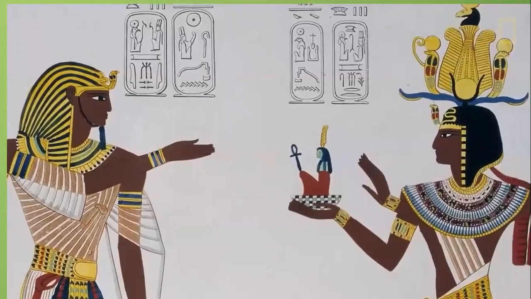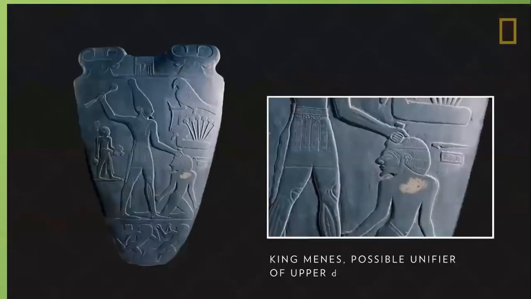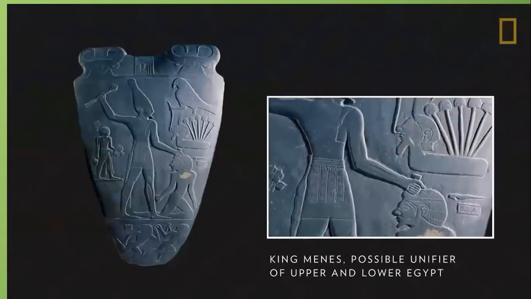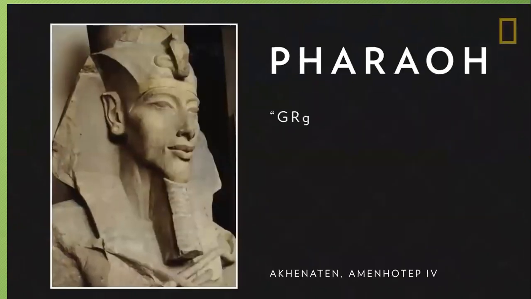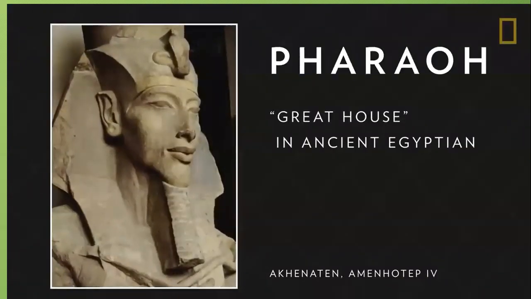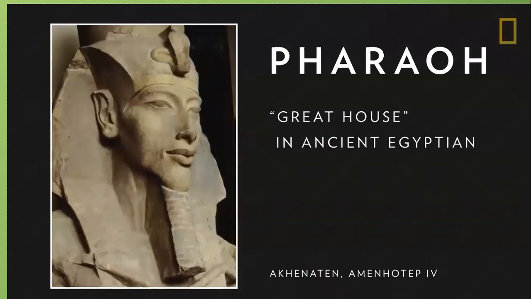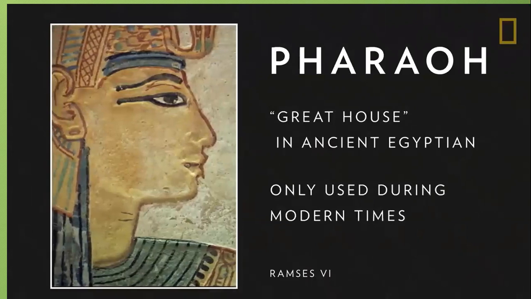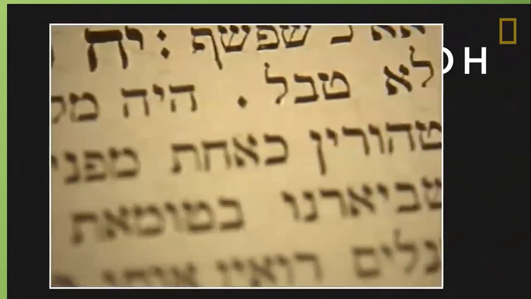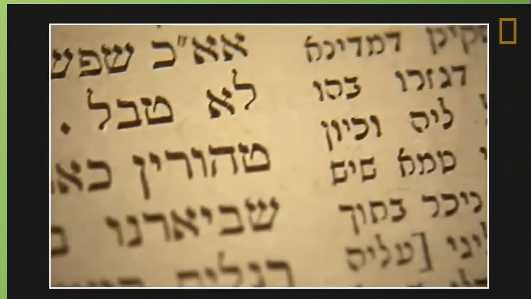Guiding the Egyptian people was a succession of about 300 rulers, often referred to as pharaohs. Pharaoh, which means great house in Egyptian, was never the ruler's formal title. It only became synonymous with the ruling individual in modern times, thanks to its use in the Hebrew Bible.